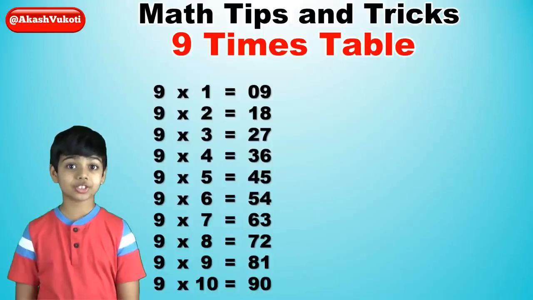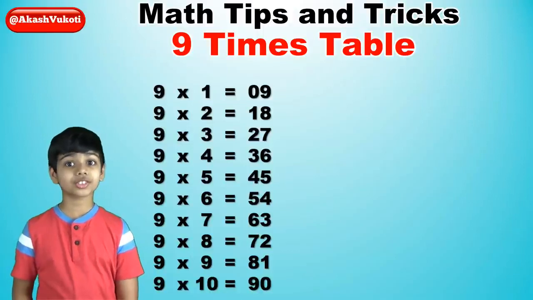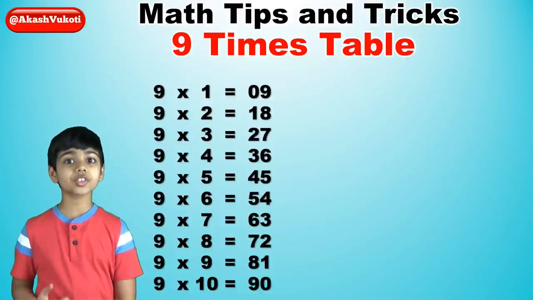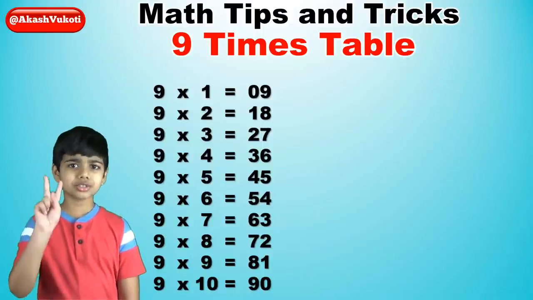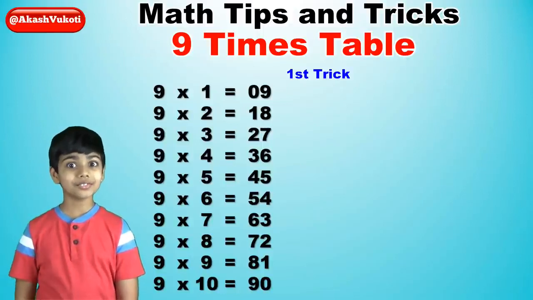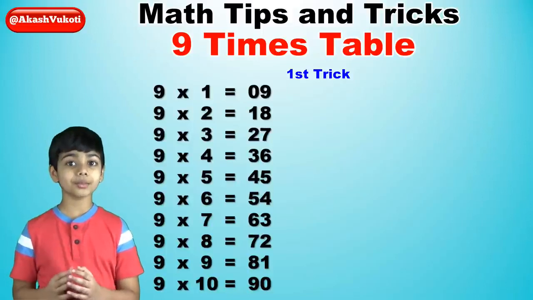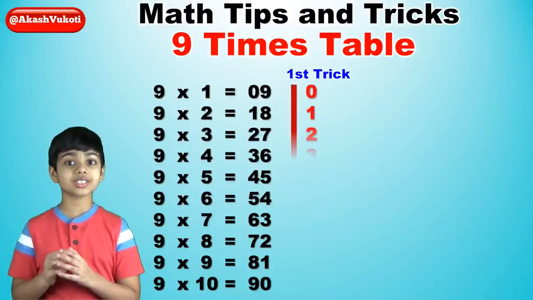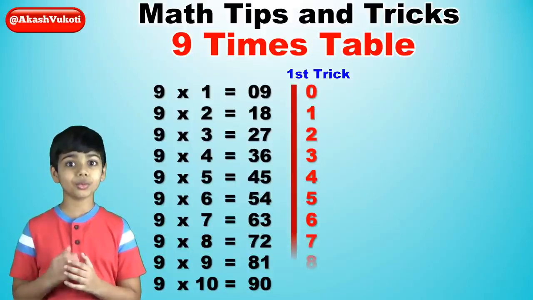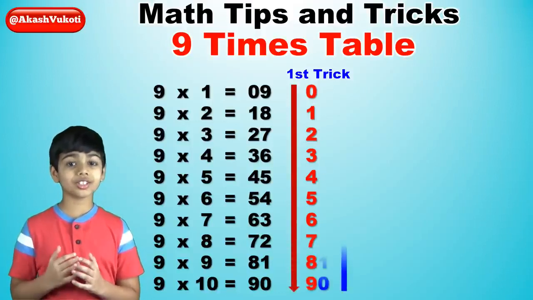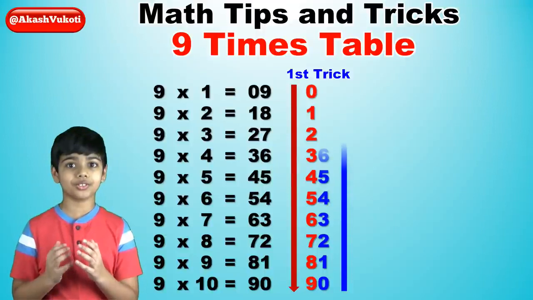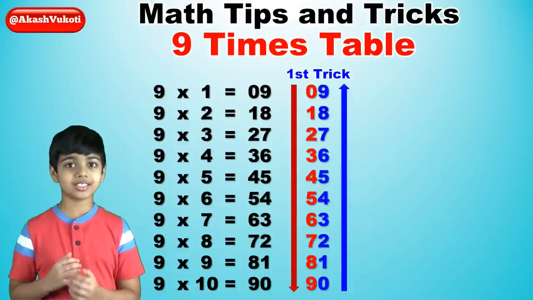The first specialty is that if you look carefully, all of the products of the 9 times table can be read as 2 columns. The left column has all the numbers from 0 to 9 in ascending order, and the right column has all the numbers in reverse order from 9 to 0, as you can see right here.